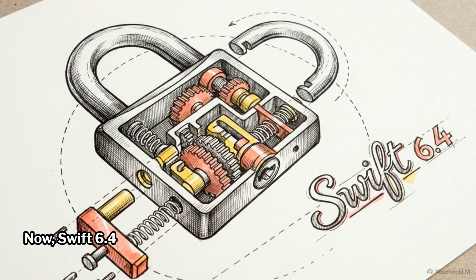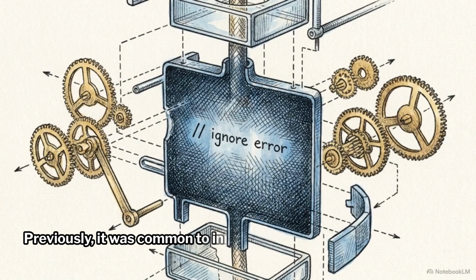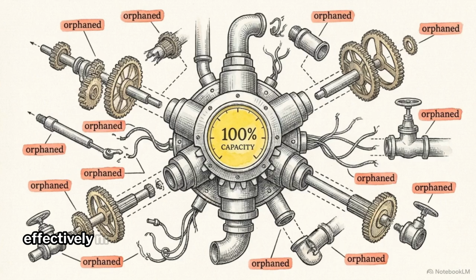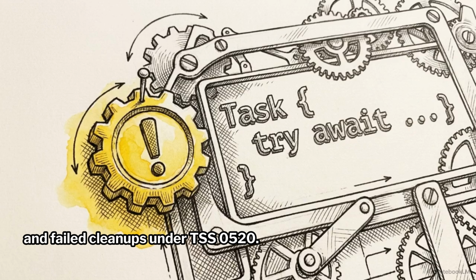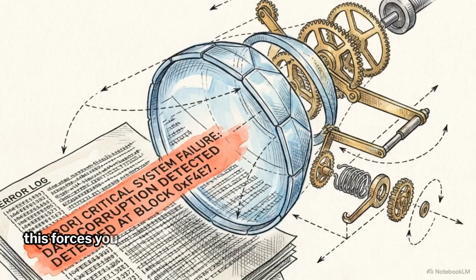Now, Swift 6.4 enforces these patterns at the compiler level, targeting unstructured leaks. Previously, it was common to initialize a task that could throw an error and then ignore the result, effectively masking lost connections and failed cleanups. Under SE0520, the compiler now issues a warning if you ignore the result of a throwing task initializer. This forces you to handle the error, ensuring that a deadline expiration or a network failure is actually observed by your code.